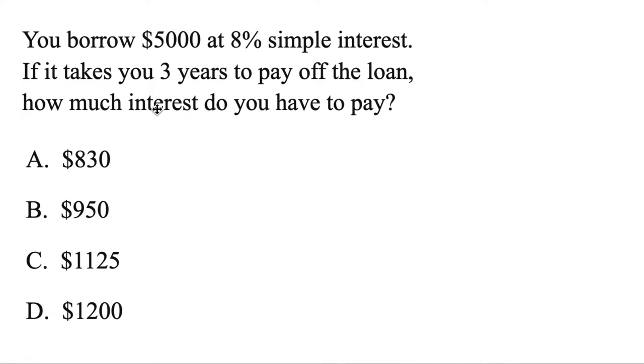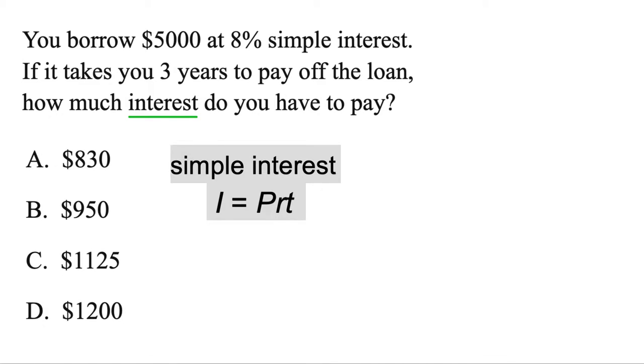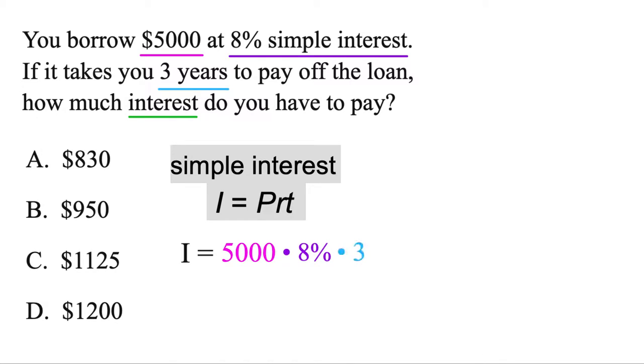In order to solve an interest problem on the GED, you could always use this formula. And this is one that they'll give you on the formula sheet. But to find the interest, you'll start with P, that's the principal, but that's just the initial amount, so $5,000. R is the interest rate, but it's always whatever percent they give you, so times 8%. And then times T, the number of years, so times 3 here. And T is always measured in years.